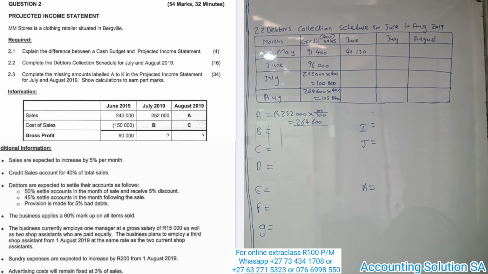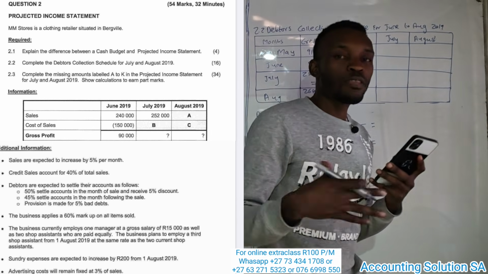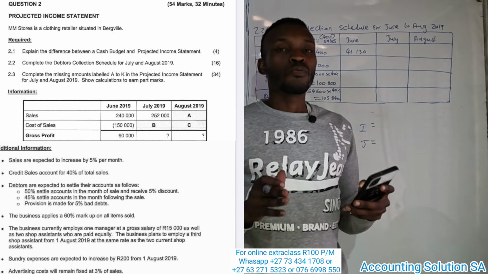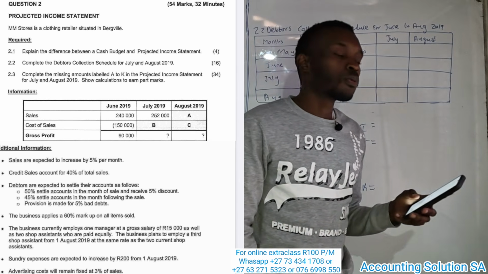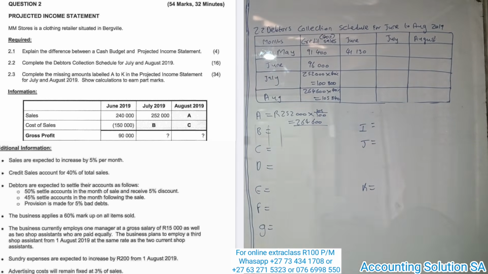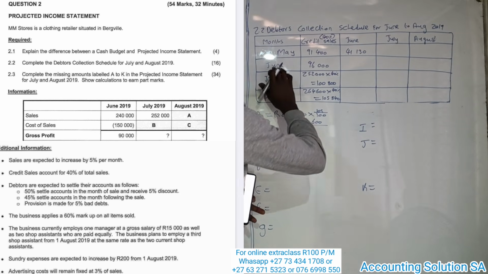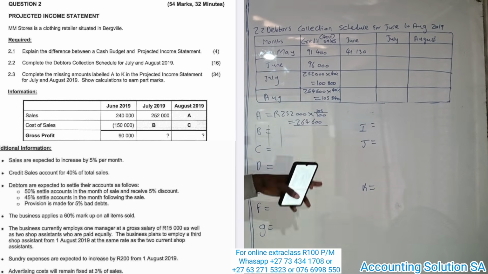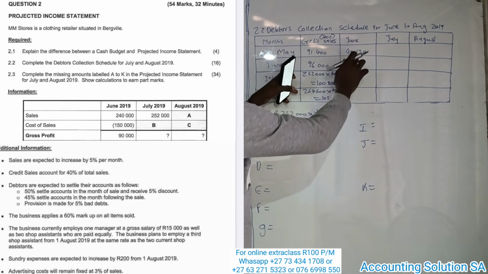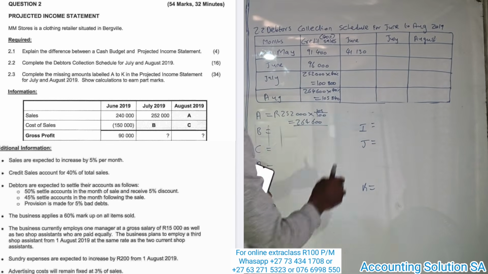Okay, bullet number 3, debtors are expected to settle their accounts as follows: 50% settle the account in the month of sales and receive a 5% discount. If there is a 5% discount, they are not going to pay 100%, but only 95%. 100 minus discount is 95%. Okay, so now let's calculate. 50% in the same month, we have to match. Which month is the same as the one written here? June. We also have June, which means the same months meet on this column.